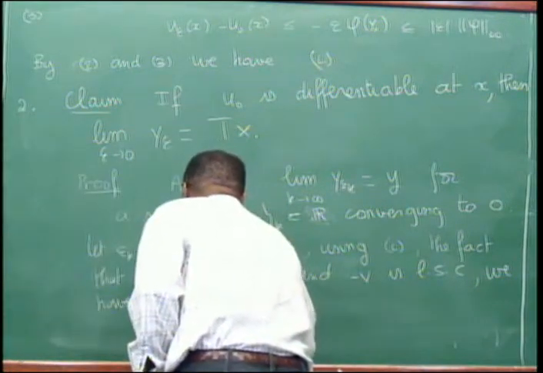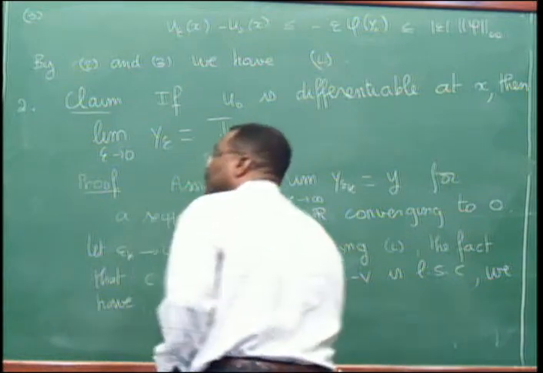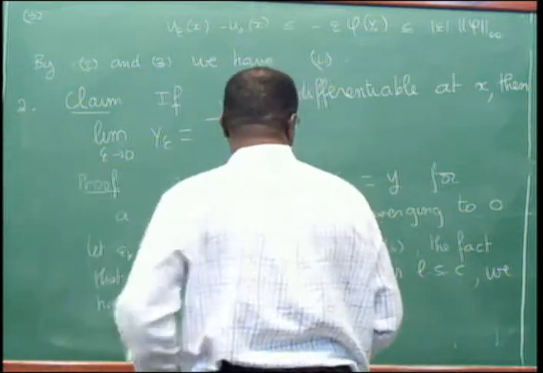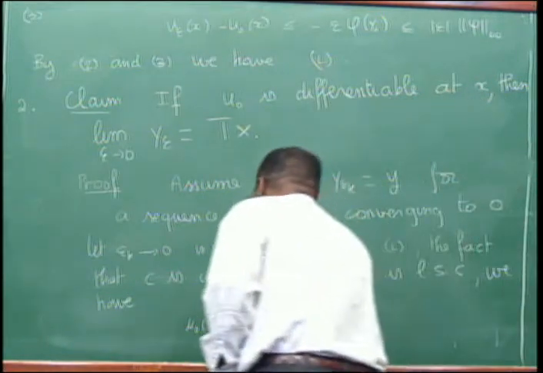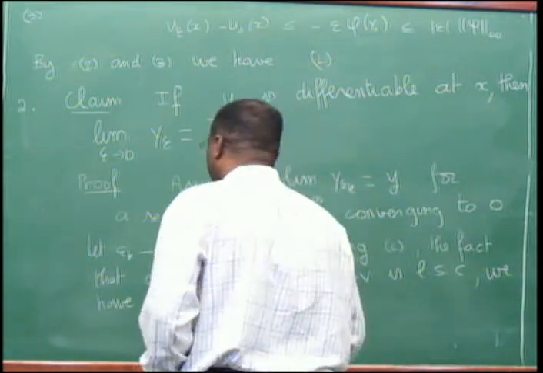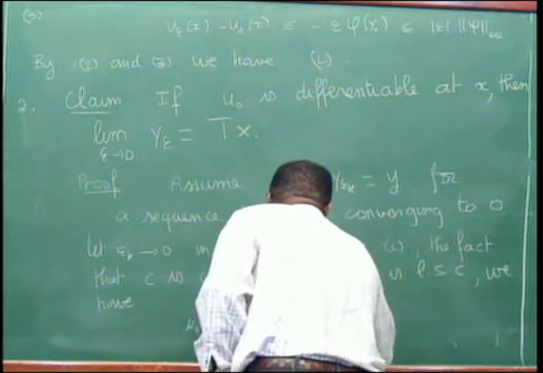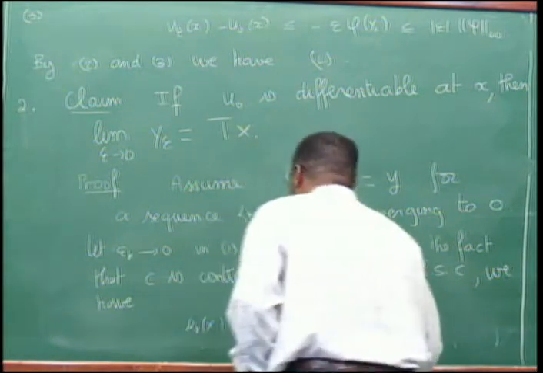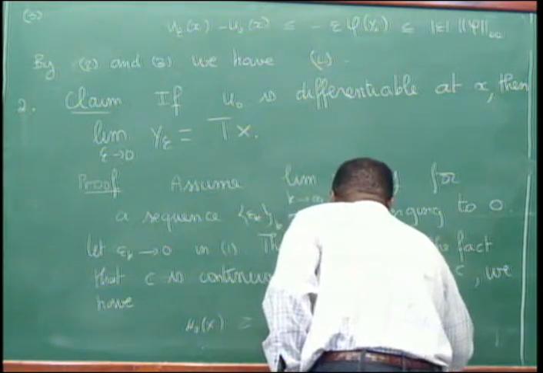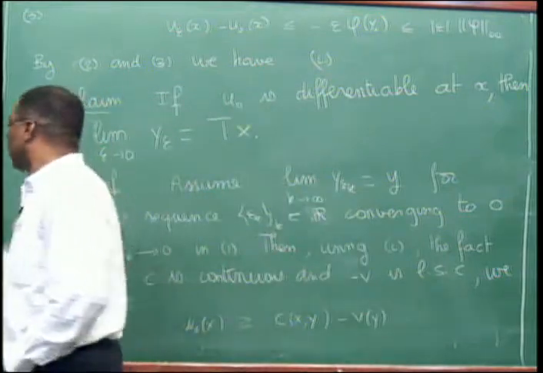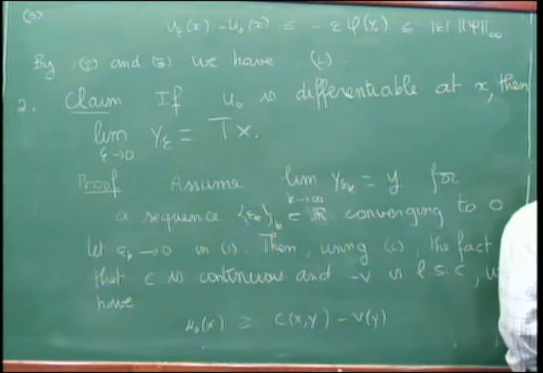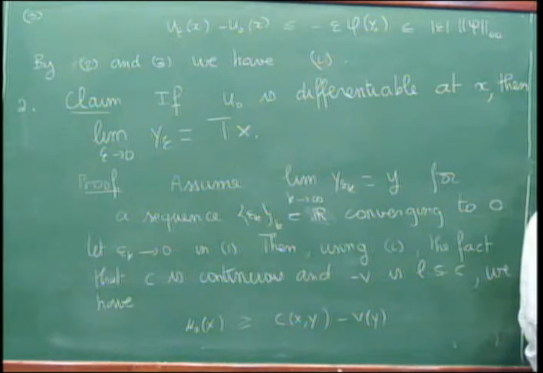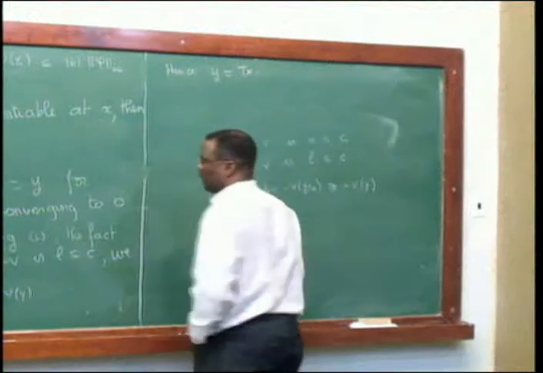that U0 of x equal to that limit, so that will be greater than C of xy minus V of y, and this goes to 0. Hence, y equal to T of x.